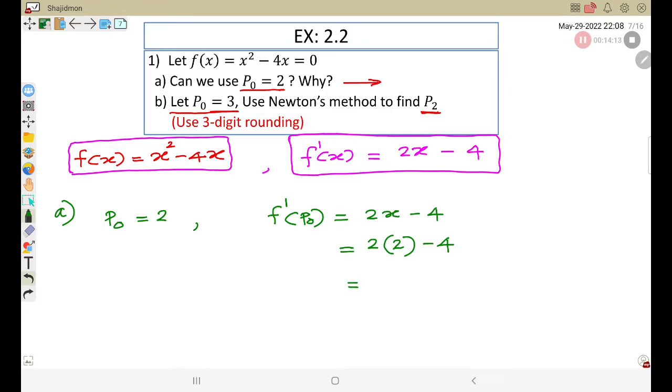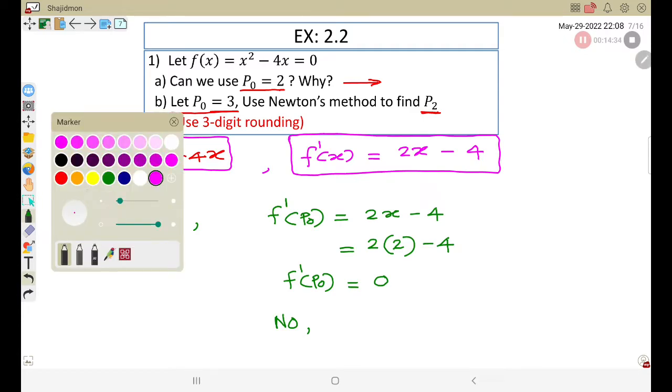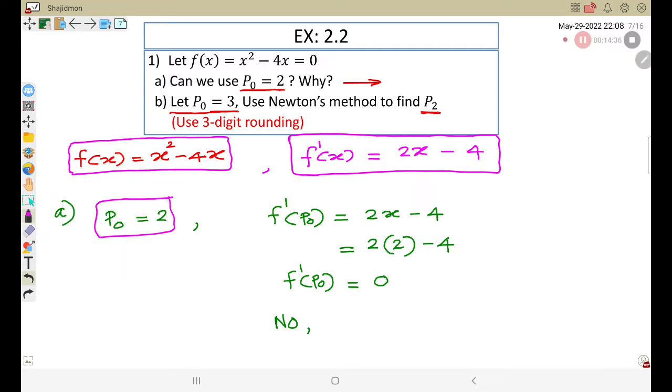Okay, you can use the calculator. What answer will you get? Equal to 0, correct? F dash of P0 you are getting equal to 0. Is it possible? It is not possible, correct? Because if f dash of P0 equal to 0, you will not get an answer. Error will come because the down number will be 0. So this is not possible. So can we use this number? Can we use P0 equal to 2? Is it possible? No, it is not possible. What is the reason we can write?